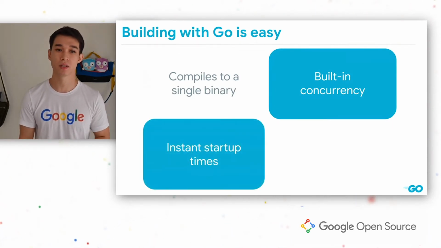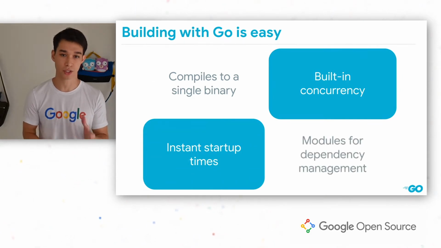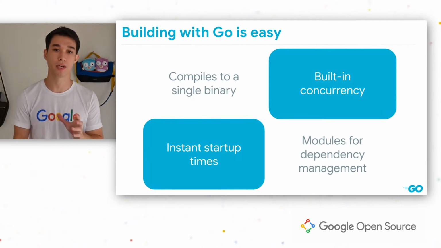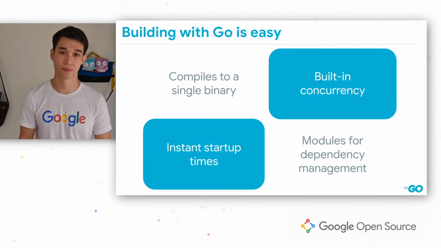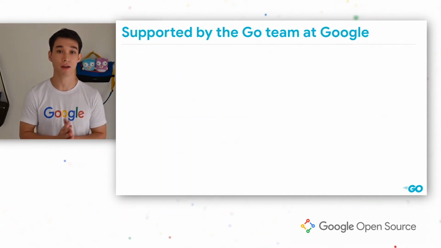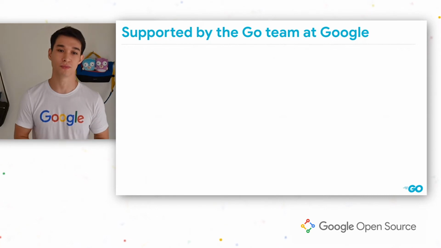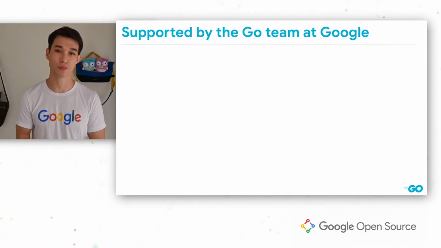Additionally, Go's dependency management is tightly integrated and seamless. With modules, which we'll cover a bit more in detail later today, Go helps you keep packages secure and compatible, helping you avoid the diamond dependency problem and dependency hell. And to top it off, Go is supported by the Go team at Google, who work every day to continue to improve the Go experience.